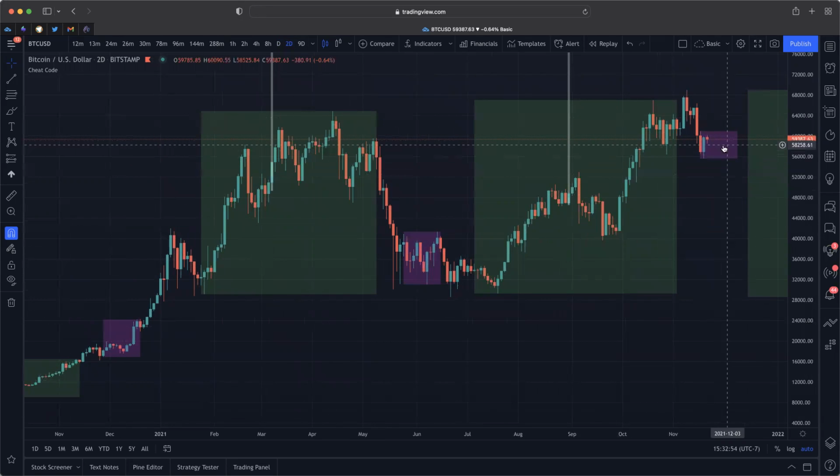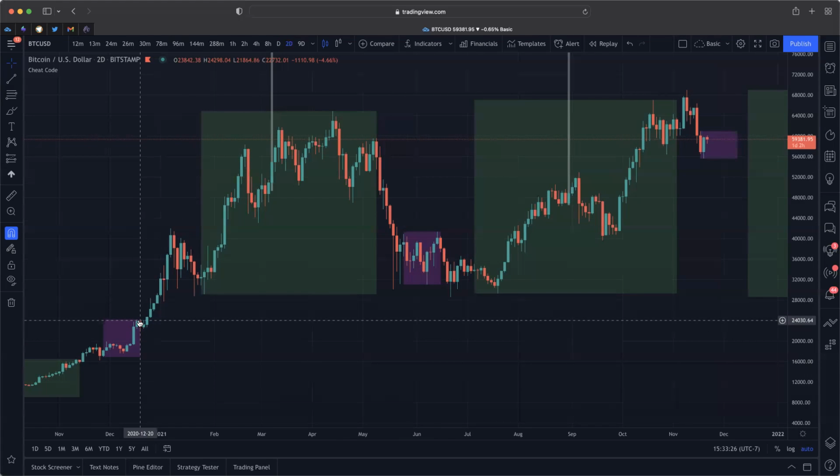Right now we're in a purple box in the cheat code. And the last time we were in a purple box, it was kind of choppy, right? Just sort of up and down. If there was any evidence of a trend, it kind of started shortly after the middle of the purple box. And then before that, it was December 2020. Again, it was kind of choppy, not a lot of range. But then once we hit the middle of the purple box, we got a bit of a boost up.